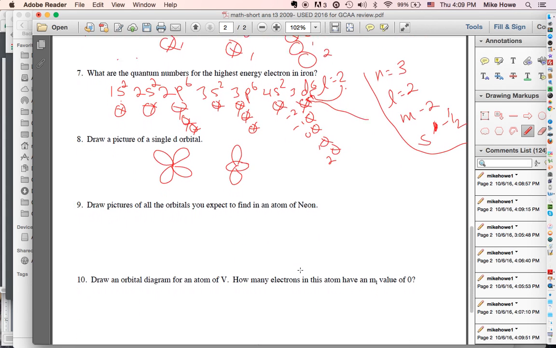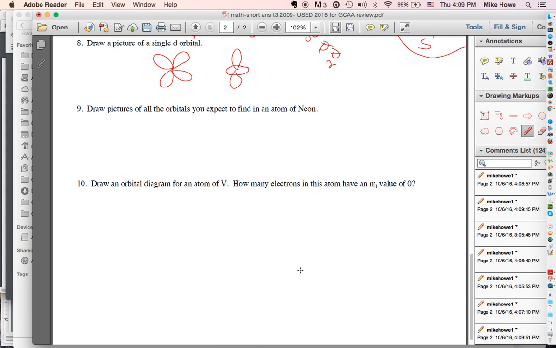So that brings us into the last couple questions. A picture of all the orbitals you'd expect to find in neon. So neon would be 1s2, 2s2, 2p6. The orbitals themselves, all the s orbitals are spherical, and the p orbitals are dumbbell shaped. So there's 3 p orbitals. So here's what they look like.